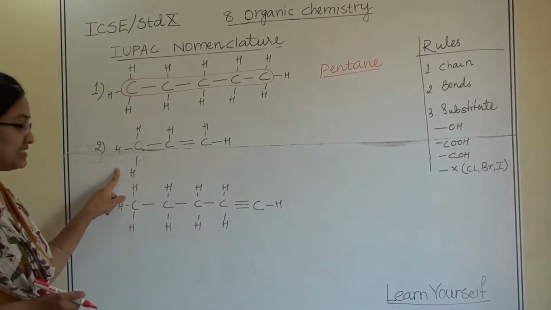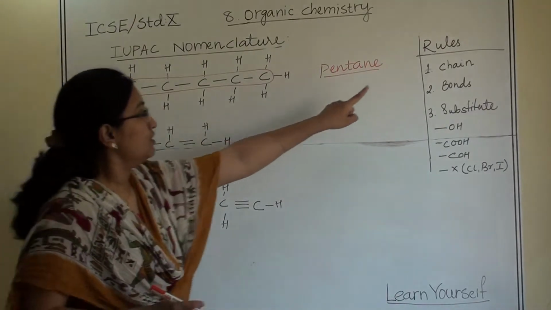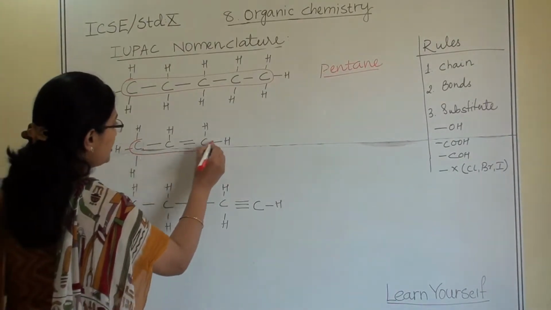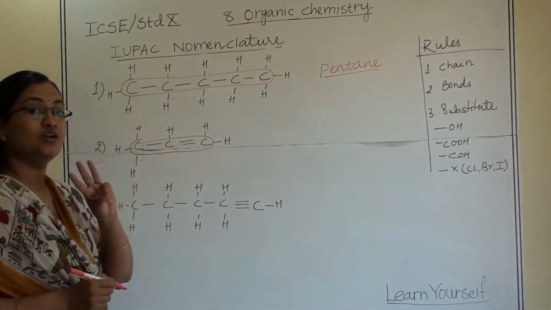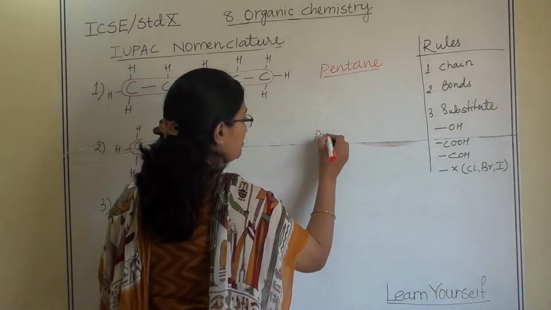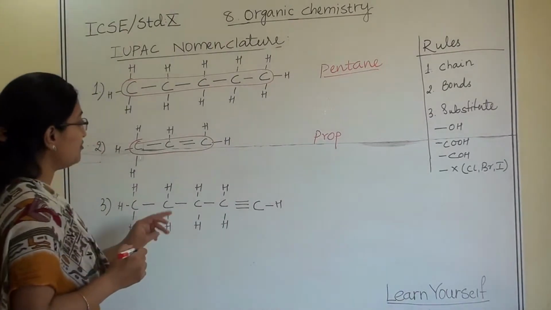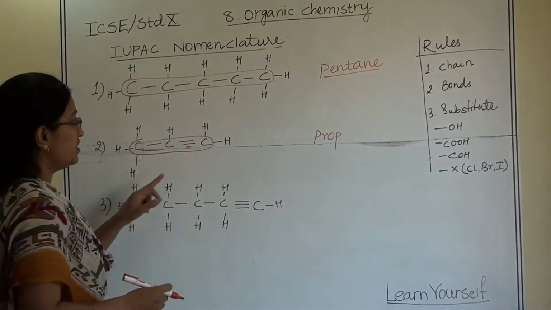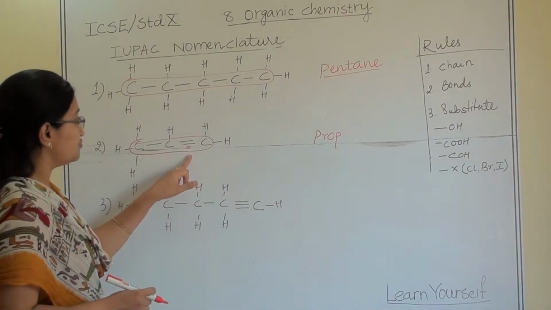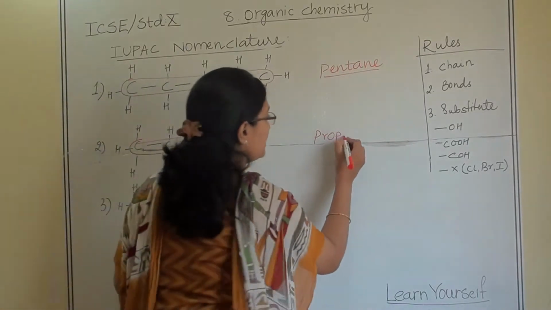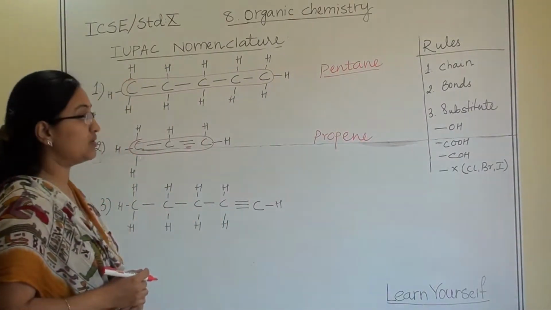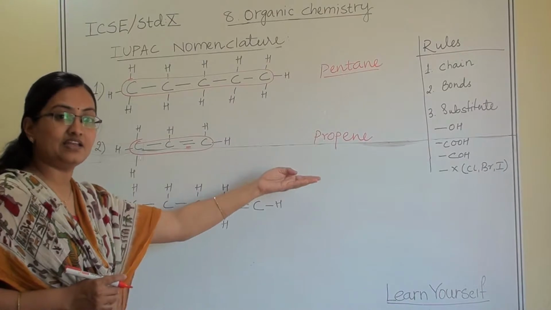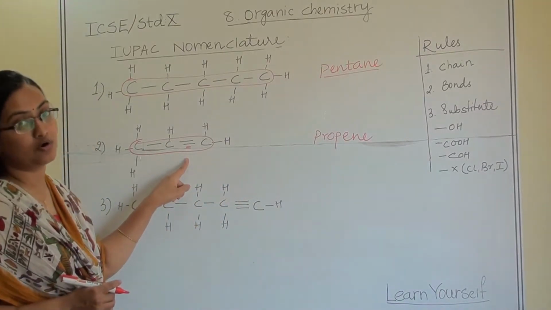Let us go to the second example. The first step is the chain. Let us identify the chain. This is a straight chain. And how many carbon atoms are there? 3 carbon atoms. So the name will start with prop. Now, as per the second rule, we have to see the bonds. So here a double bond is there. So definitely it will be ene, propene. But when you are giving ene or yne, you have to write the position of the double bond also.